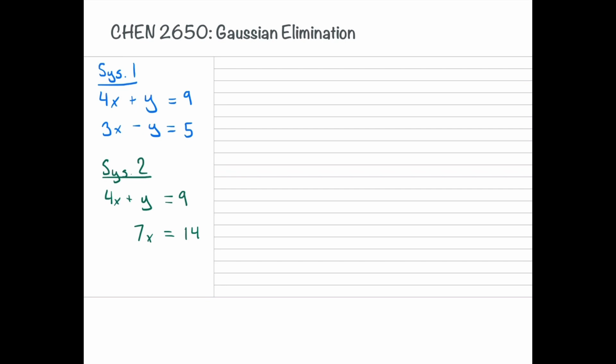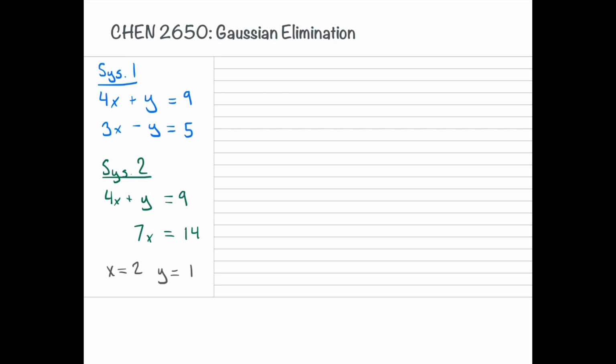Looking at them, we should see that for one of them, the solution seems to be a bit more obvious. System 2, we have one variable in the second equation, and so we could simply solve for x and then plug that value for x into the other equation to find a value for y. Interestingly, these two systems have the same solution, x equals 2, y equals 1, even though one of them seems to have a more obvious solution.